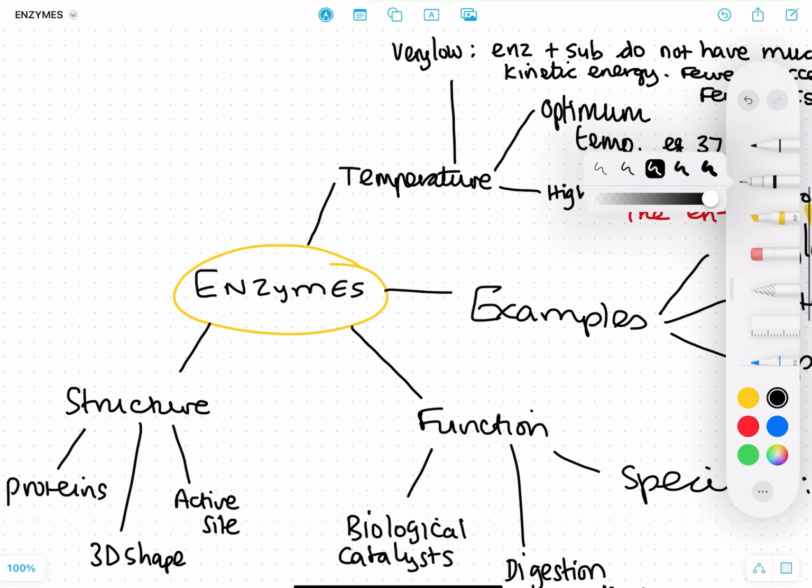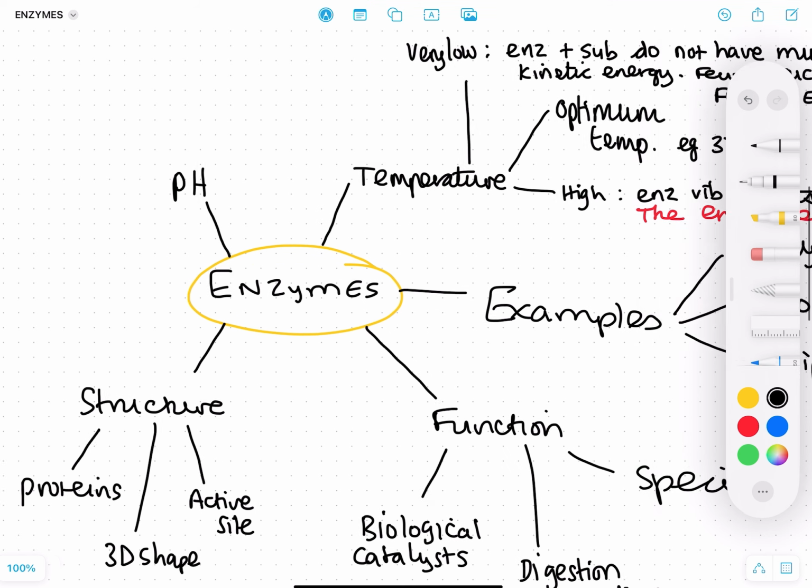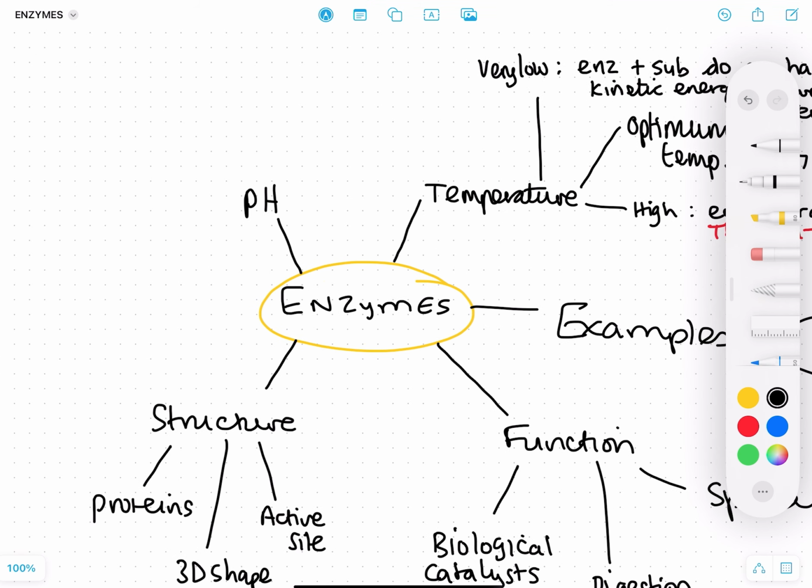Another variable which will affect the rate of enzyme-controlled reactions is pH. The pH at which enzymes work the best is called the optimum pH. For example, in the mouth, pH 7 is the pH inside of the mouth, so therefore enzymes in the mouth, like amylase, will have an optimum of pH 7. But different parts of the body have different pH.